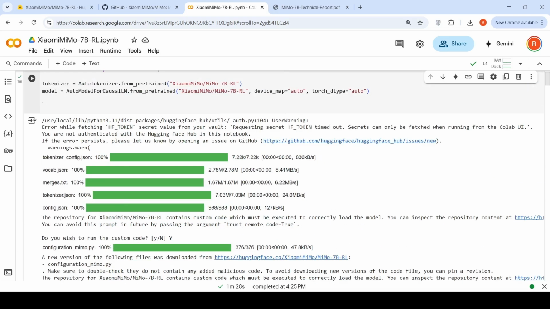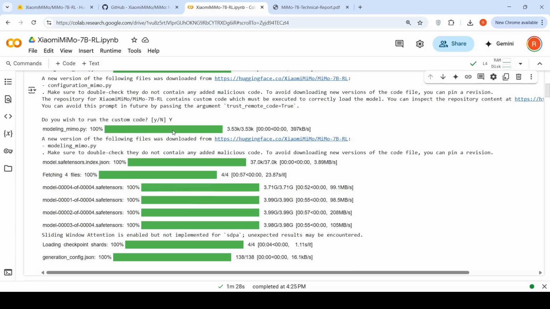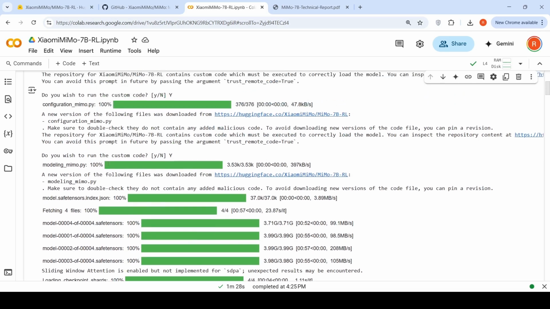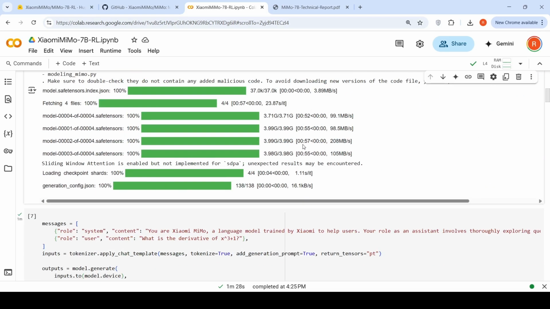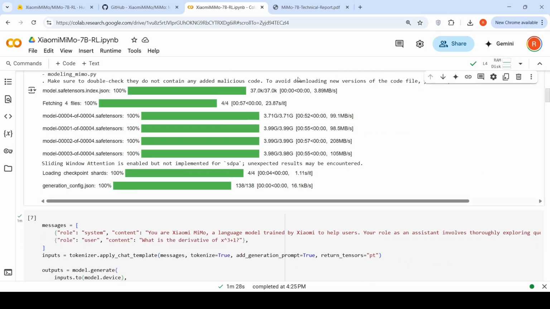It will ask for your Hugging Face token. Sometimes it may ask you, do you wish to run the custom code? You say yes, for configuration MiMo.py and modeling MiMo.py, and your model would be loaded into memory. As I said, it will take close to 15 GB of GPU VRAM.